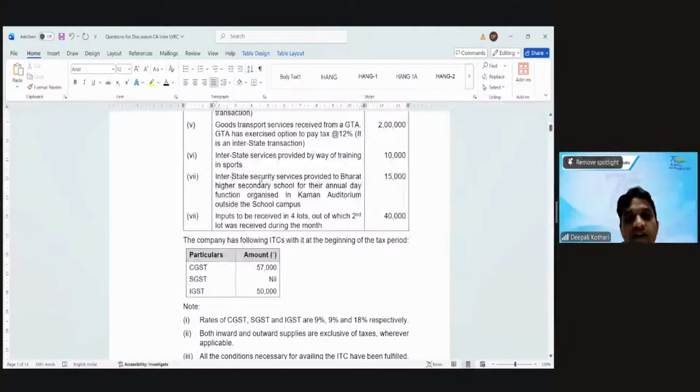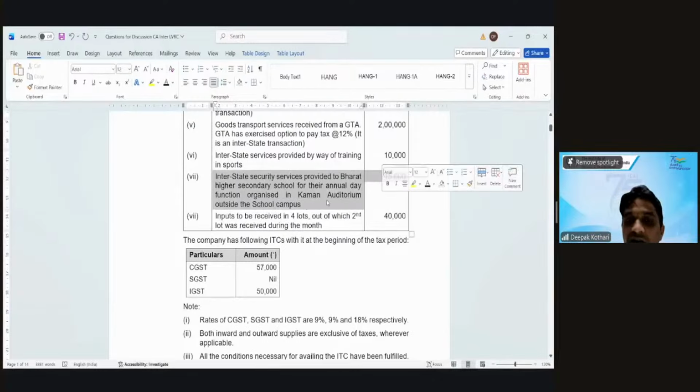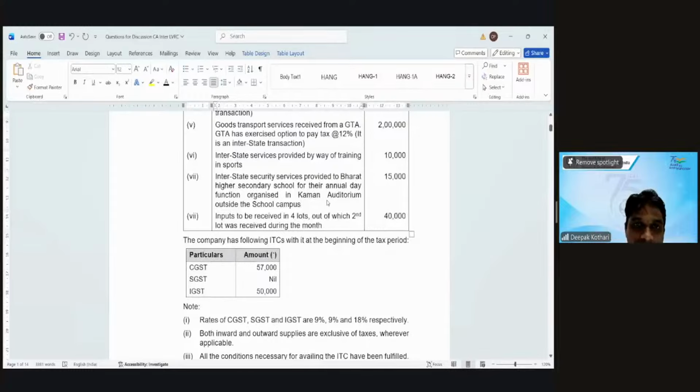Next is interstate security services provided to Bharat Higher Secondary School for their annual day function organized in the common auditorium. So will this come under outward or inward supply firstly? Outward. Very good. Yes, you have identified this is an outward supply. Now, is it exempted or taxable?